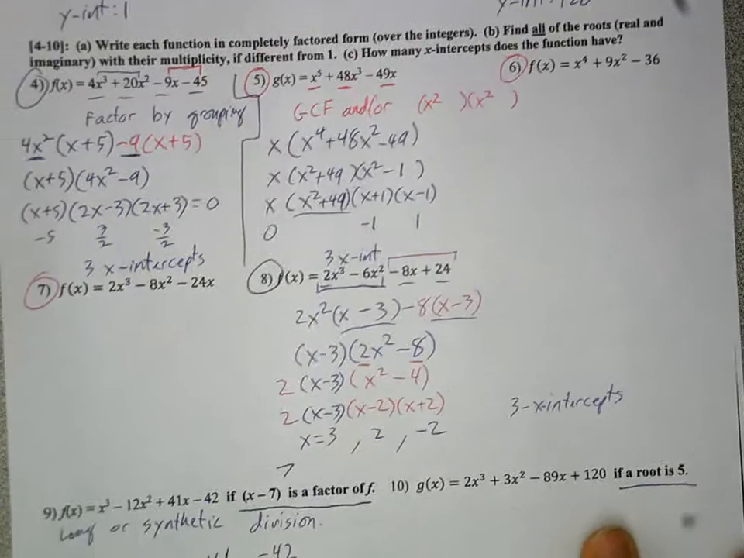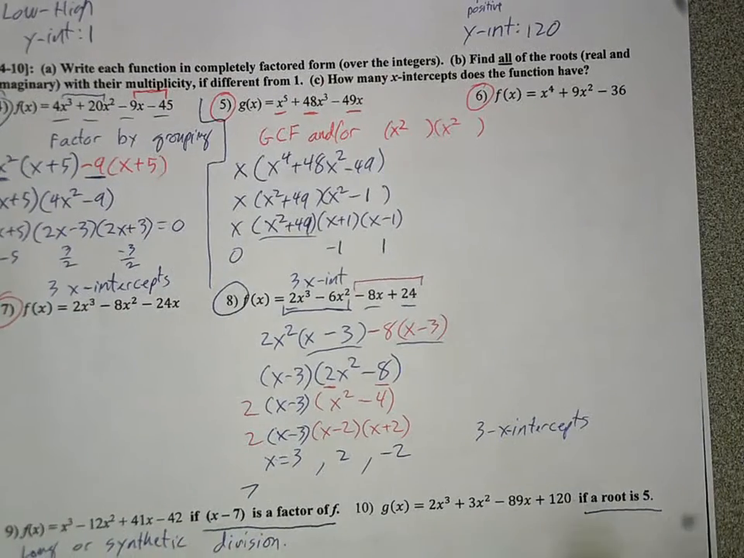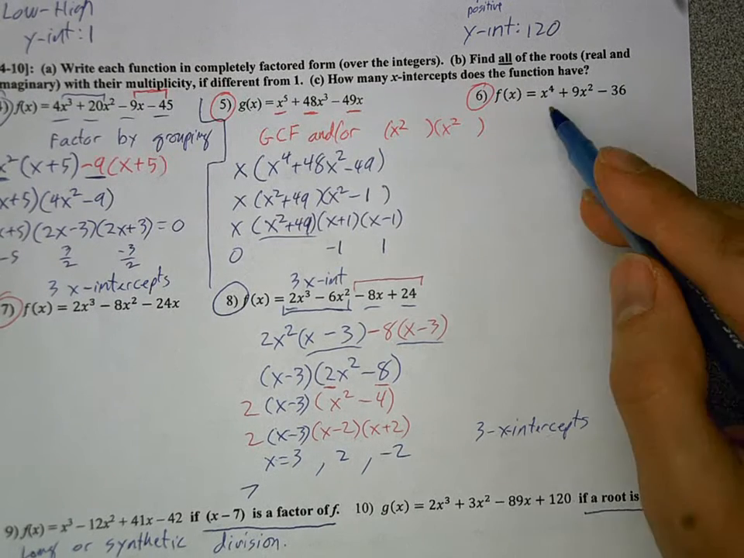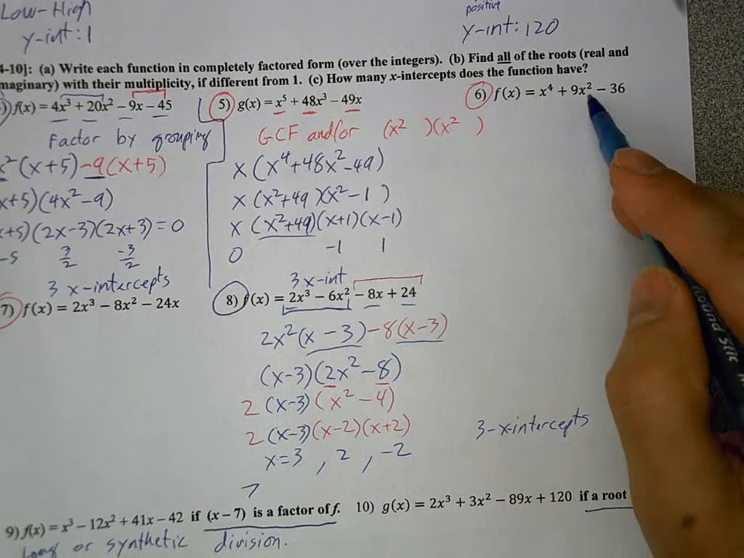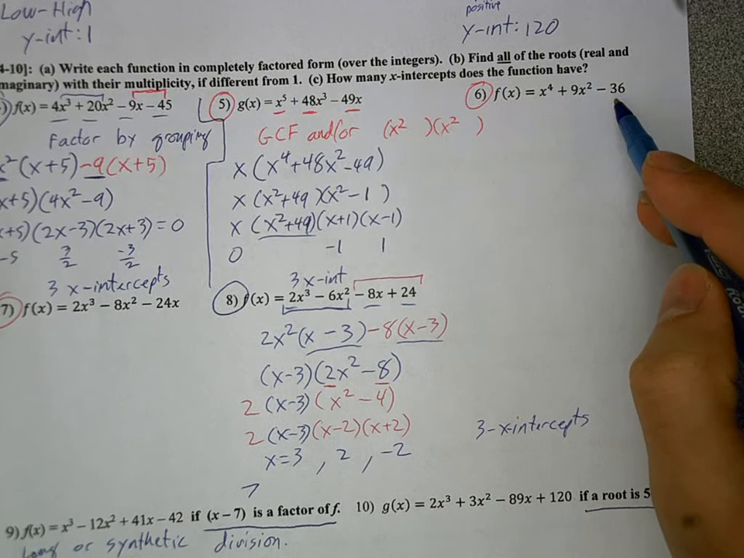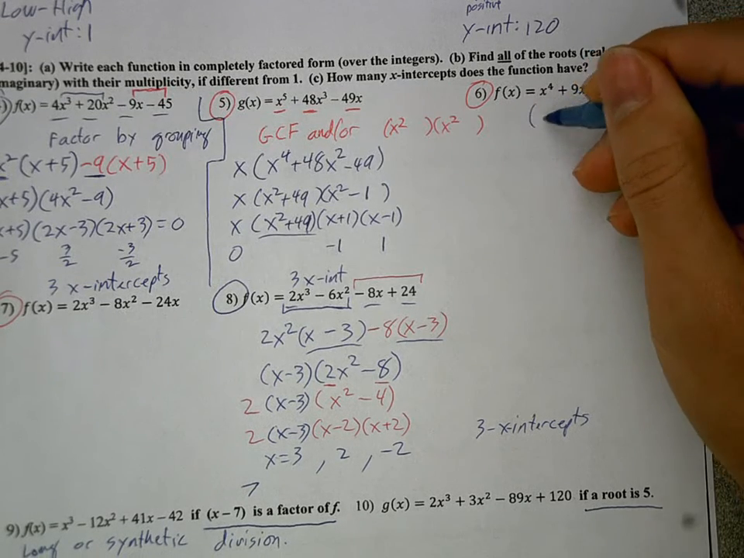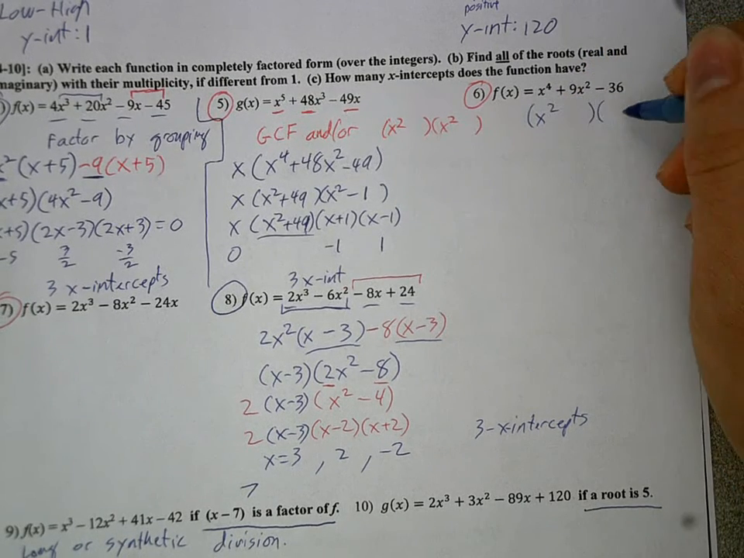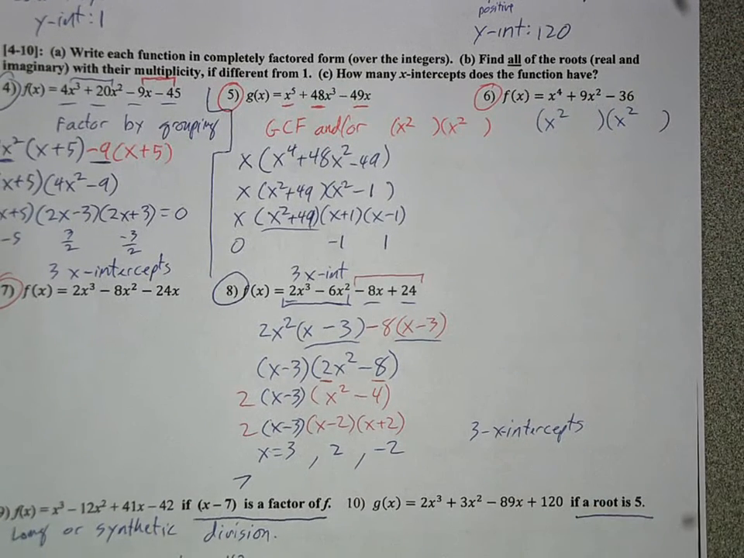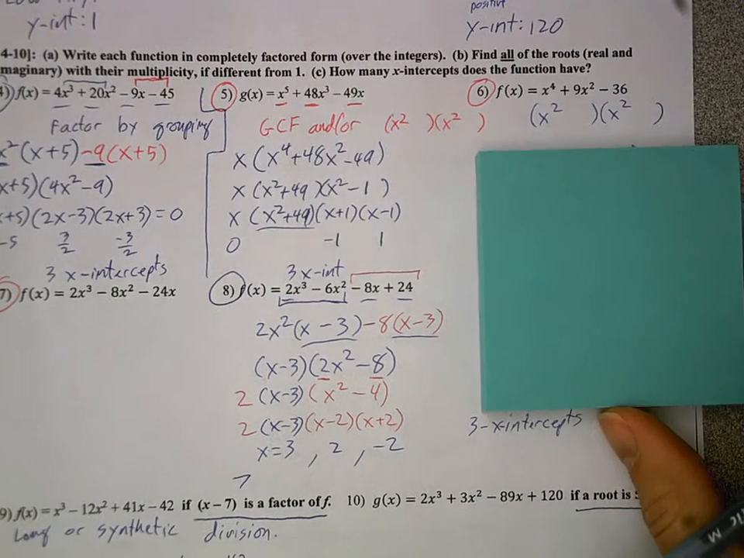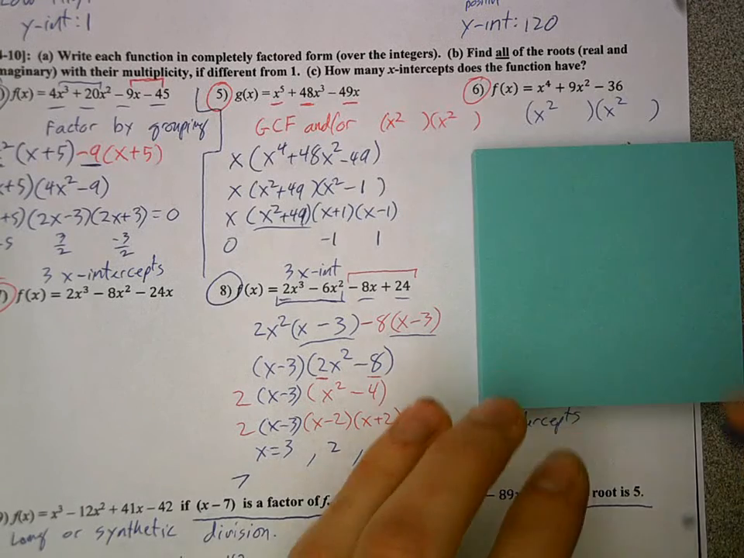All right, so number 6, this one has 3 terms, so factoring by grouping doesn't work. It's got x to the 4th, x squared, and no x's. These 3 terms don't have anything in common, so I can't do a greatest common factor. Instead, I'm going to factor this with x squared and x squared, looking for 2 numbers that multiply to negative 36 and add up to 9. So again, I've shown you a few times the area model here.